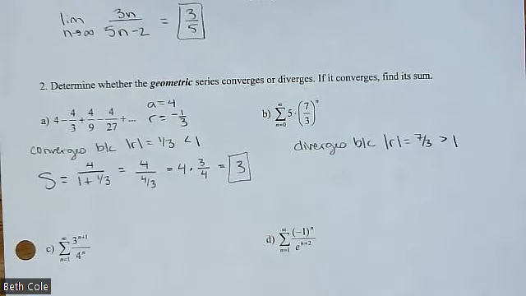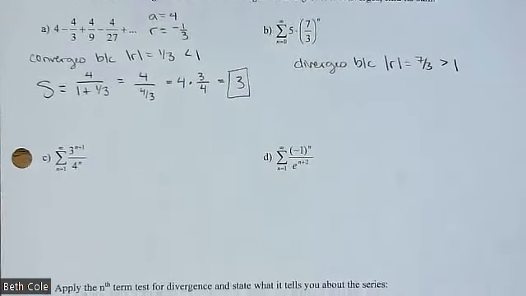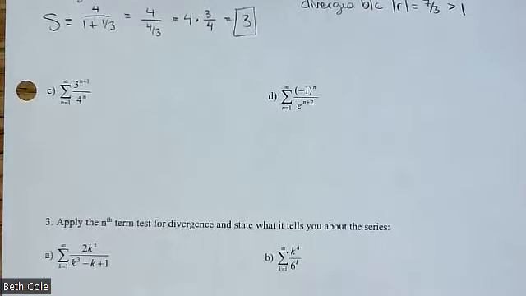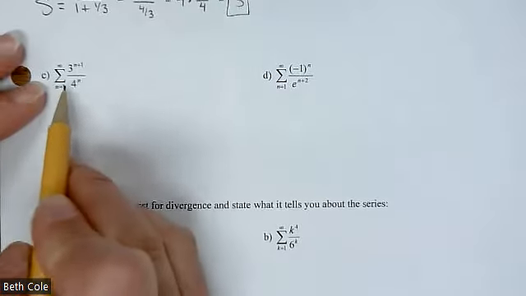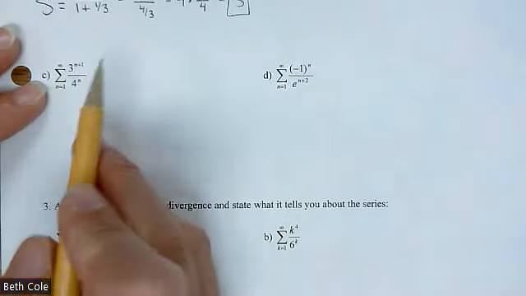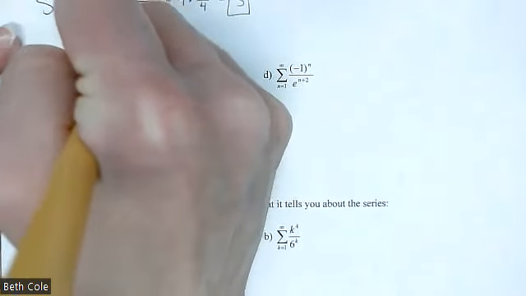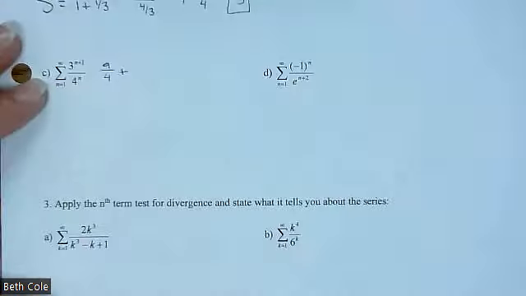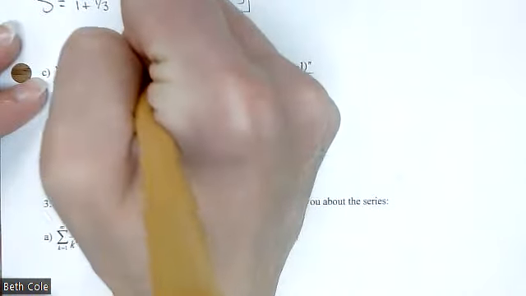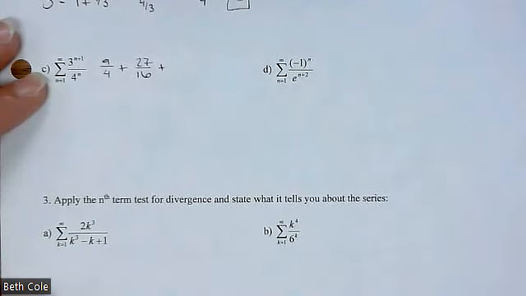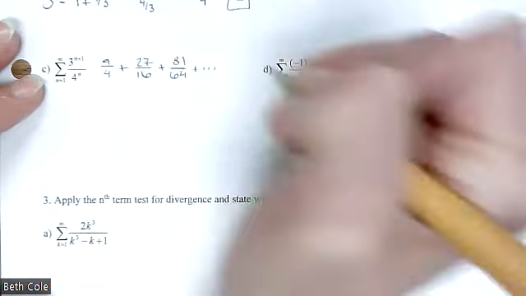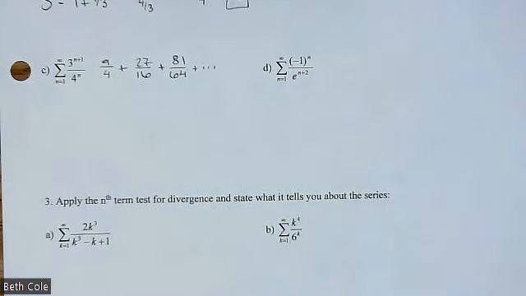For C and D, it doesn't look geometric at first. So you want to generate the first few numbers in the pattern. I think if you do at least 3, that's good enough. So if you plug in 1 for this one, you would get 9/4. If you plug in 2, you would have 27/16. If you plug in 3, you would have 81/64, and then that's good enough. I can't go beyond that in my head anyway. I would need a calculator.